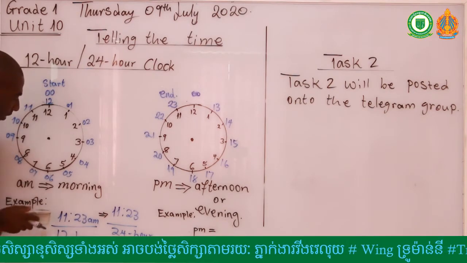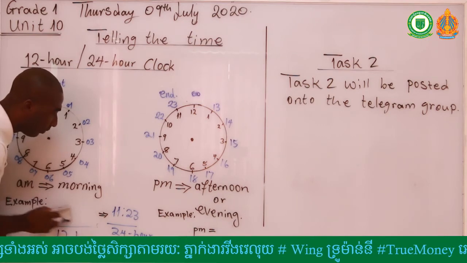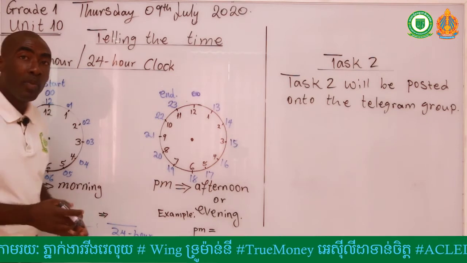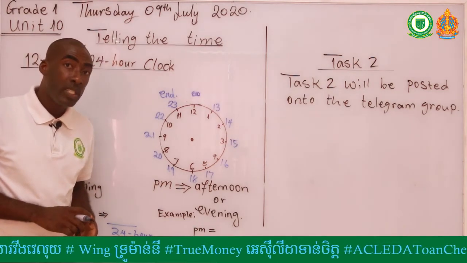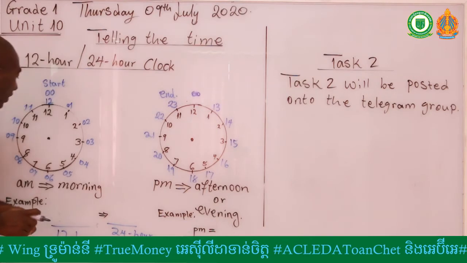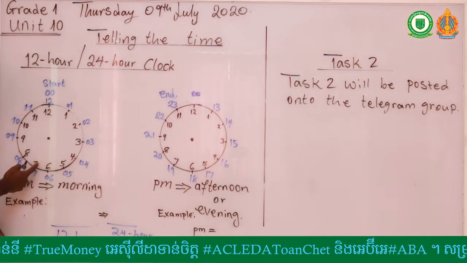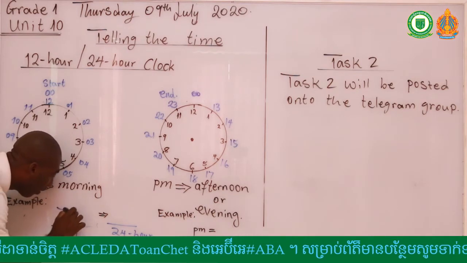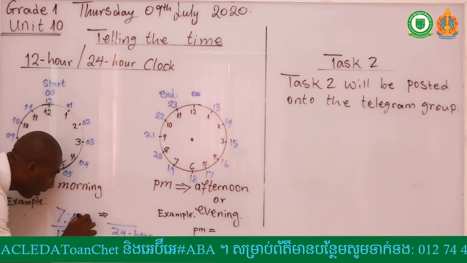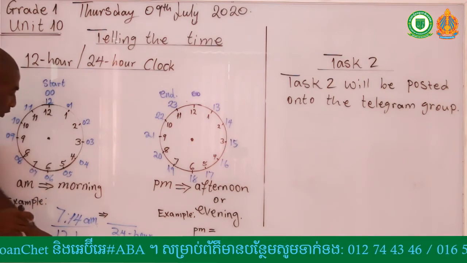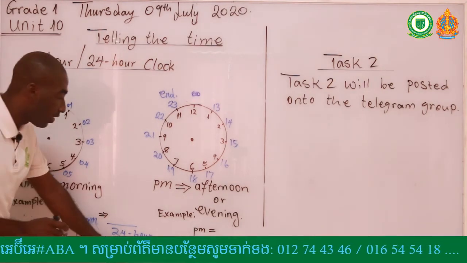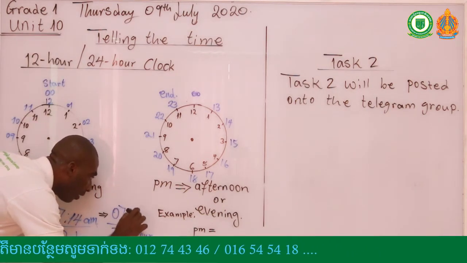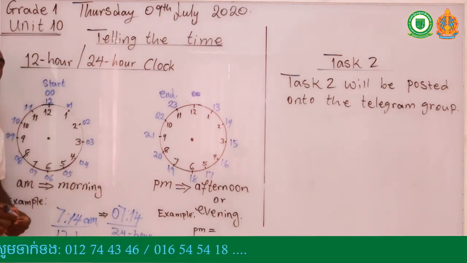Okay, so let's do a second example. Let's say our time in the morning is 7:14. Okay, so this is 7 and our minutes will be 14. So we write 7:14 a.m. for 12-hour, and then in the case of the 24-hour we write 07:14. So what difference do you see?